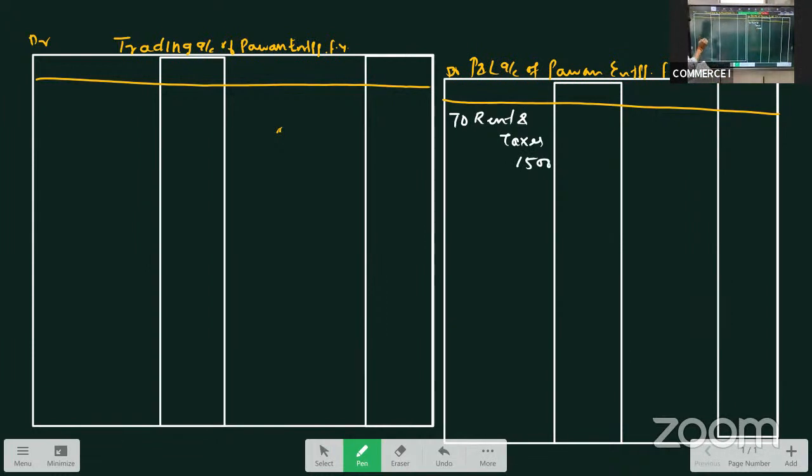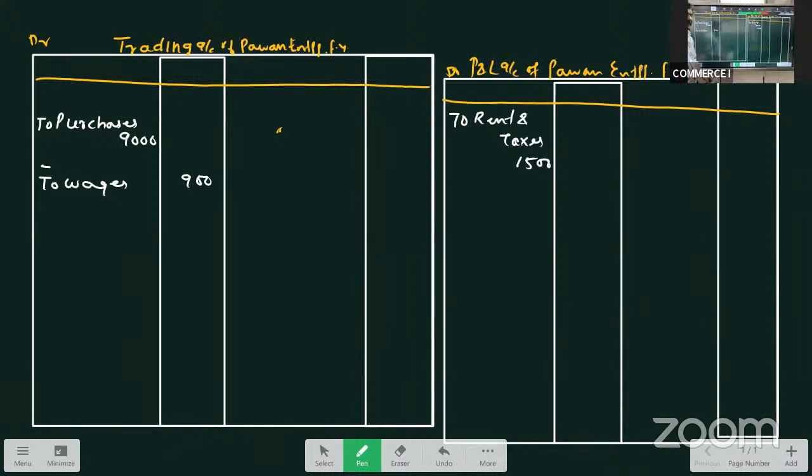Next, we have purchases. Purchases we take on the debit side of the trading account. Purchases are given as 9,000. I am writing the amount in the inner column because purchase returns are given on the credit side. Then we have wages, 900.